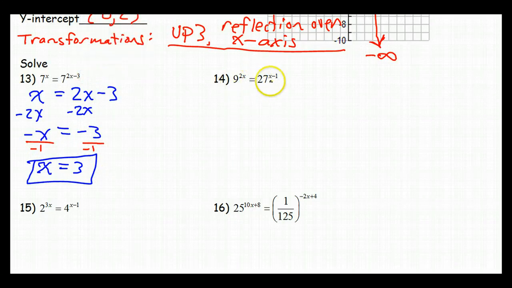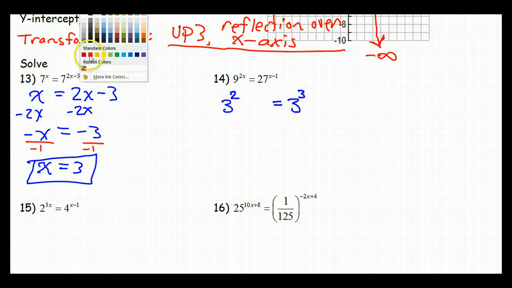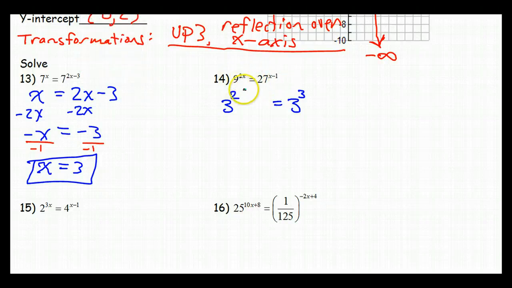We need these bases to be the same to be able to do the problem. There's no way for me to write 27 as 9 to a power. So I need to change both of these bases to a 3. Fortunately, 9 can be written as 3 squared, and meanwhile 27 can be written as 3 to the third power. So that way they're both base 3. I have to be careful, what do I do with the existing exponents? And the answer is I just put them in parentheses. So I'll have my 2x right here, and I'll have my x minus 1 right there.